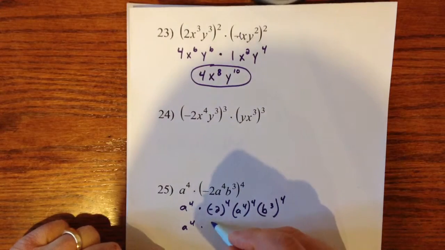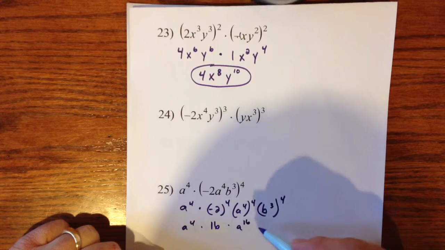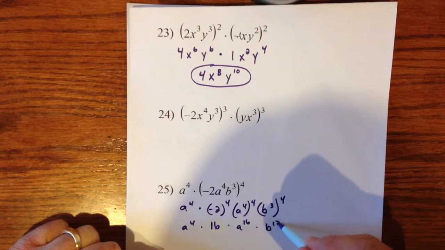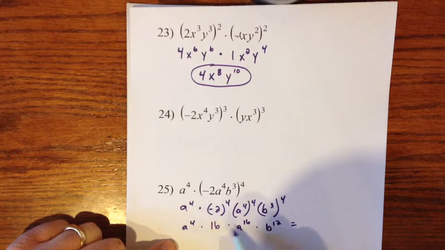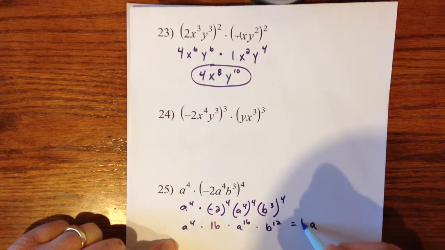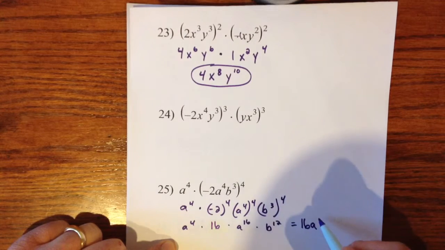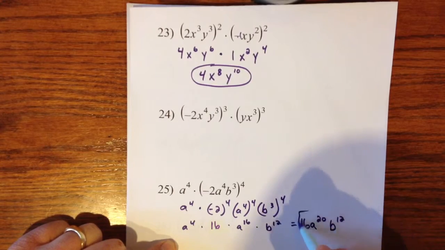Okay, so that's 16 times a to the 16th, and then b to the 12th. Alright, so I'm going to write it over here. So a to the 4th and a to the 16th. Remember, I have 16 here and I have 4 here. So I have a total of, I'll write the 16 first, I have a total of 20 a's and 12 b's.